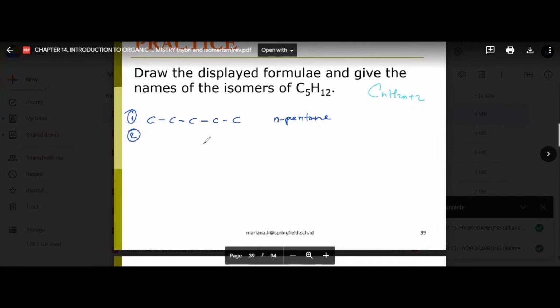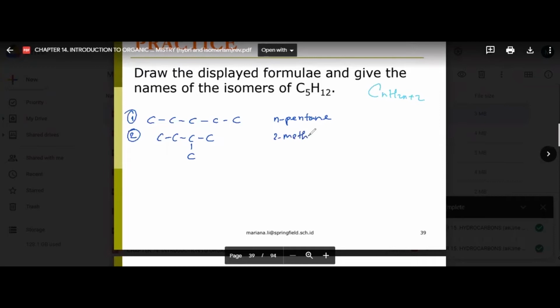Number 2. Once I'm done with the straight chain, I will make a branch. So now I have the longest chain of 4 with 1 C as a branch. Please remember that the branch cannot be at the first C, because if I draw it like this, it becomes the longest chain again. So the branch cannot be at the first or at the end carbon. The branch should start at the second carbon like this. So what's the name?